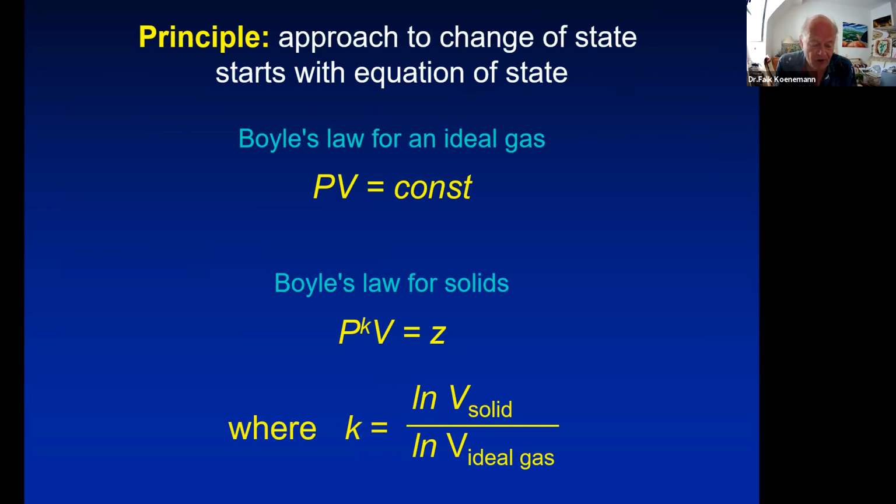Second point, Boyle's law works only for a gas. We need a state function for solids. It looked reasonable to introduce the exponent k. Such an exponent has been used before, but it's rational. The equation at the bottom is new. This k relates the molar volume of a solid to that of a gas. This equation can be checked against reality.